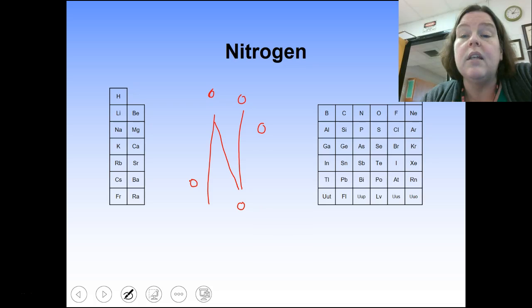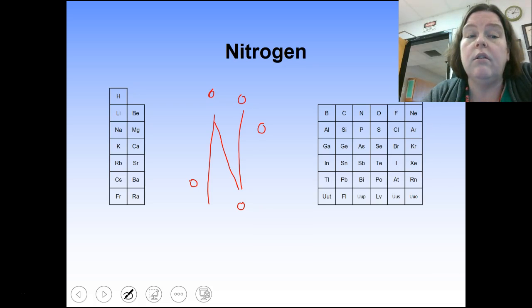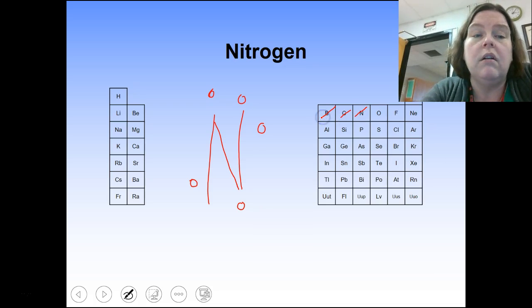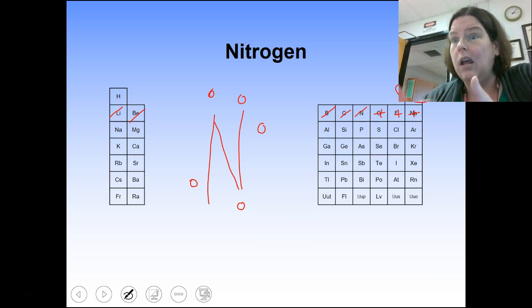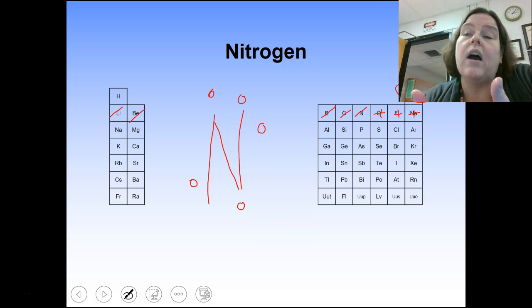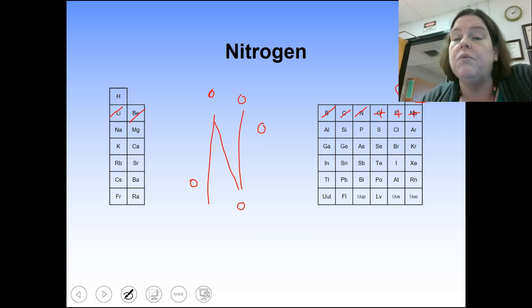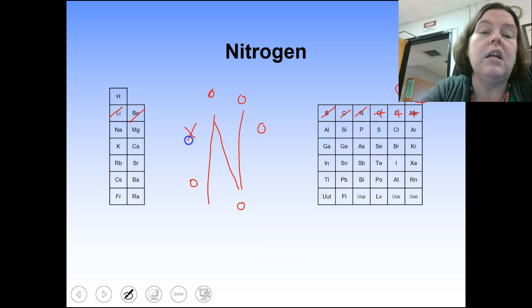So it could lose those 5. It could lose 1, 2, 3, 4, 5 and become like helium, or it could gain 1, 2, 3 and become like neon. Well, again, we're at cost efficiency. Losing 5 is $500, gaining 3 is $300. So he's more likely to take 3 electrons from somewhere.